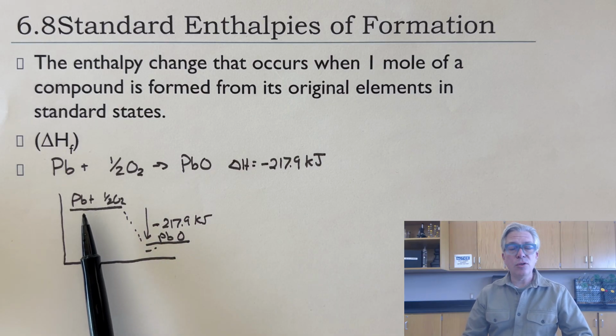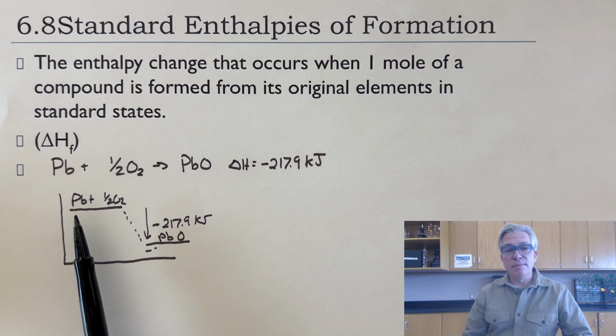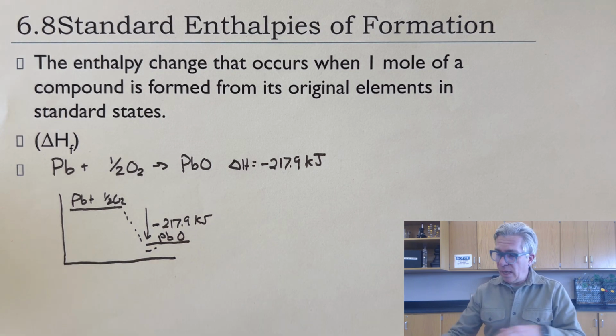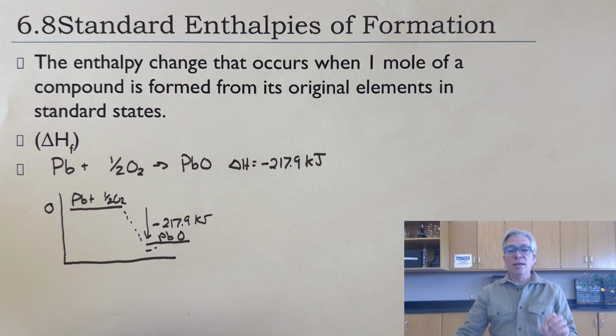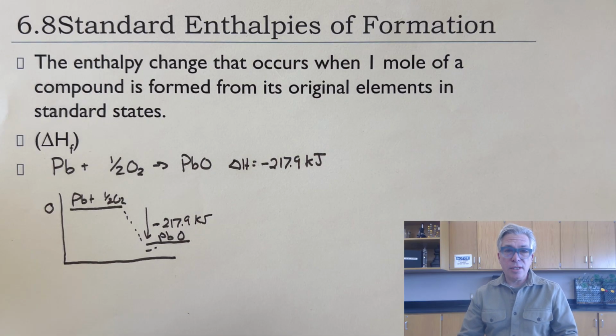And whenever you do a measurement of something or have a scale, you need a 0 point. And so scientists a long time ago decided that the enthalpy of elements by themselves in their standard states is going to be 0. Are they actually 0? No, there's a ton of energy inside all the elements.